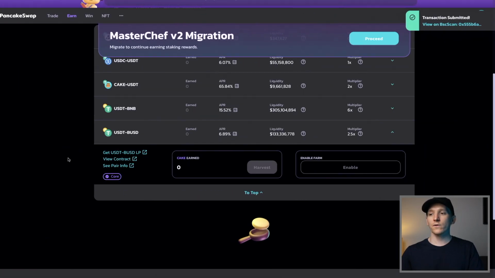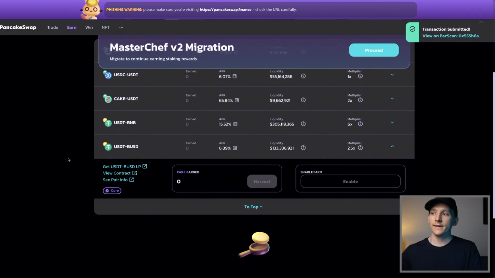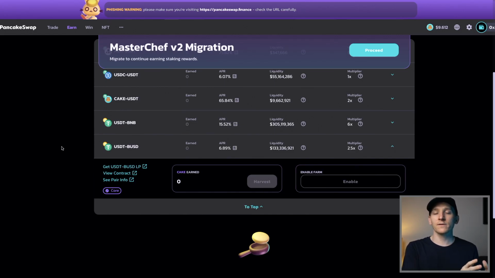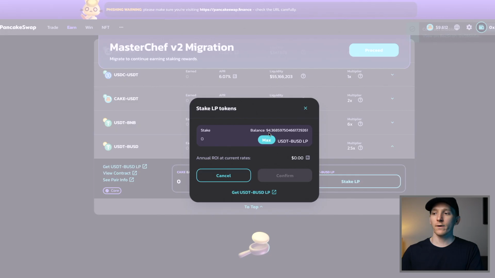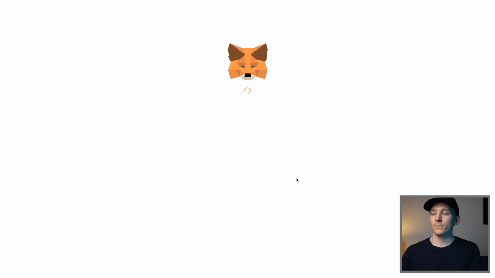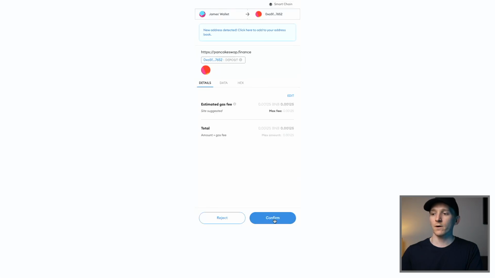Now this is going to start paying me more in Cake tokens on my LP tokens, and you can see the APR for this is about 7%. So take the 2.5% that I'm getting from fees plus the 7% more or less in extra tokens, and obviously that's 9.5%. So I'm going to stake LP. You can see I've got 94 LP tokens. They're the tokens in the wallet, so I'm going to click max, and you can see this staking, so I'm going to confirm that. Obviously go through and pay the fee again, click confirm.